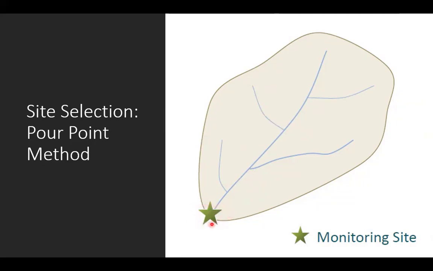So for instance, if we were looking at the Grand River and we were using this approach, where would we monitor? Anybody? Anybody know where the Grand River empties into? It's Lake Michigan. So we would be monitoring at Lake Michigan. So that's basically one set of samples, and our monitoring site would be at Lake Michigan.